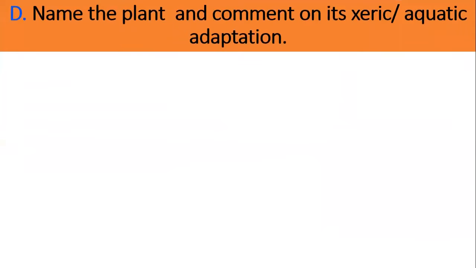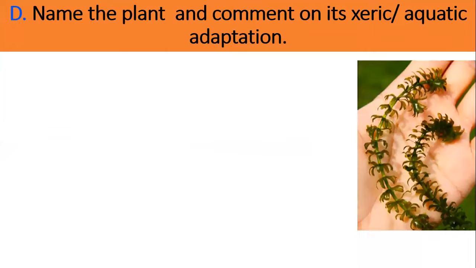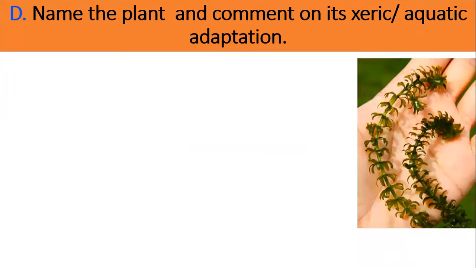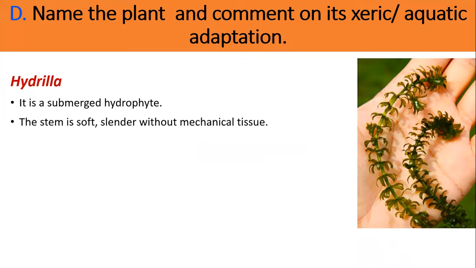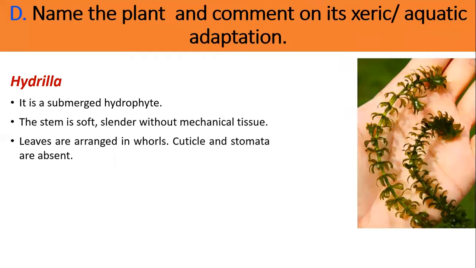On spot D, you might also get some aquatic adaptation. Look at this plant. Looking at this plant, most of the time students say it's a type of animal. No students, it is plant, aquatic plant. It is hydrilla. It is a submerged hydrophyte. When I say submerged, it means it is well below in the water. The stem is very soft, slender, without any mechanical tissue. Leaves are arranged like whorls. Cuticle and stomata are absent because they are in water.